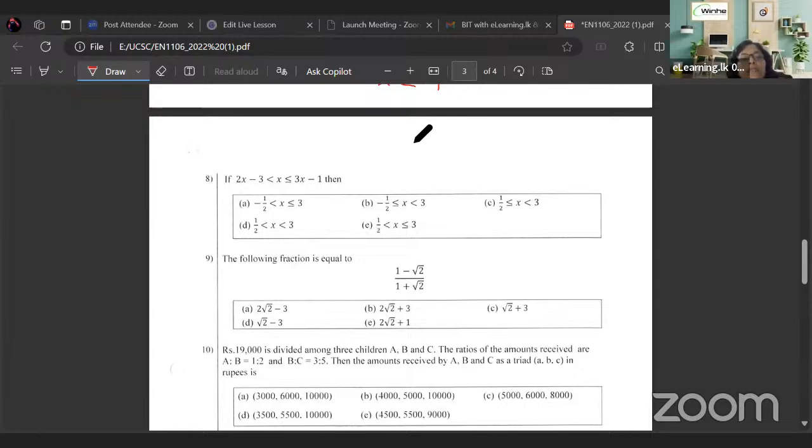Yes, how do we get the answer for question number 8? Consider 2x minus 3 is less than x. Consider one part, right? So when you solve this, minus 3 less than minus x will become, right? So you can multiply both sides by minus.